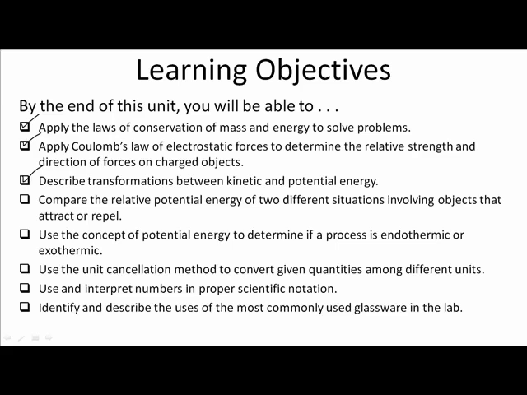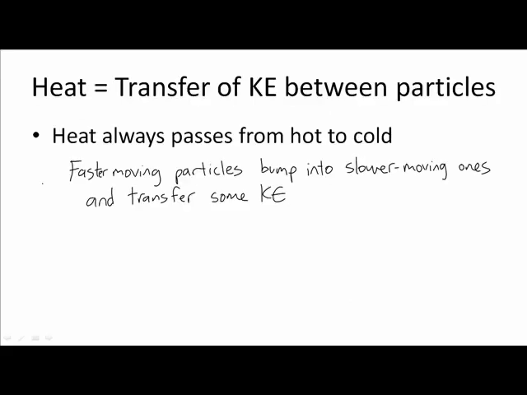Use the concept of potential energy to determine if a process is endothermic or exothermic. Oh, I forgot to mention those terms. Let's go back to the heat transfer page. This is why we have the checklist, so I make sure I do the things I need to do. So when we have a process that releases heat to its surroundings, or anything that gives off heat to its surroundings, we call that an exothermic process.